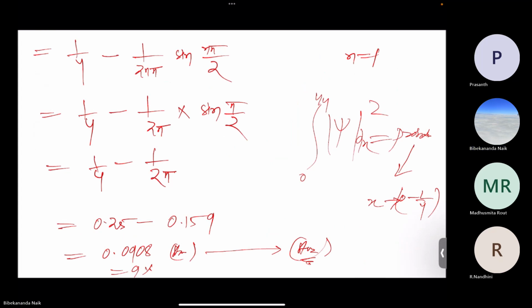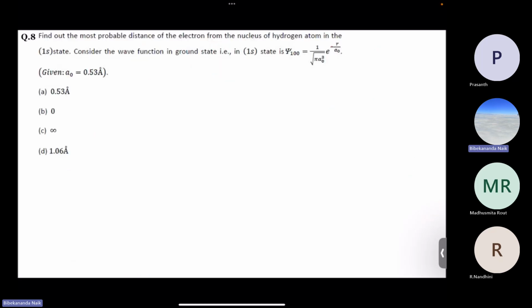The question says, find out the most probable distance of the electron from the nucleus of hydrogen atom in the 1s state. Consider the wave function in ground state, that is 1s state, psi 100 is 1 by pi a cube root over e to the power minus r by a. It is minus r by a, not r by a, it is minus.